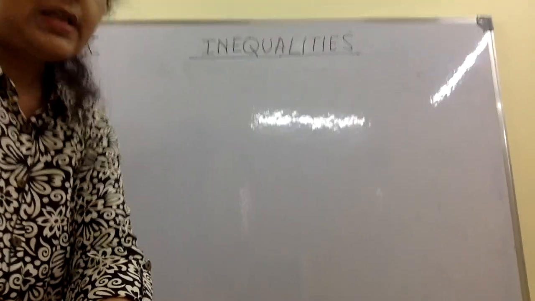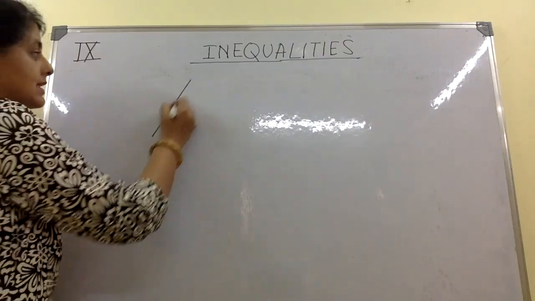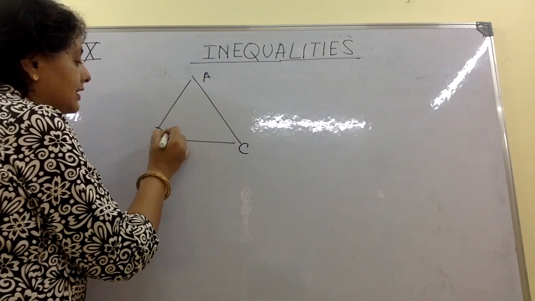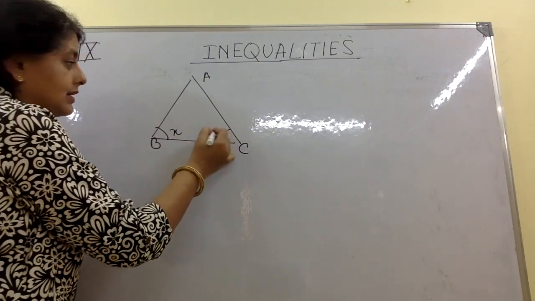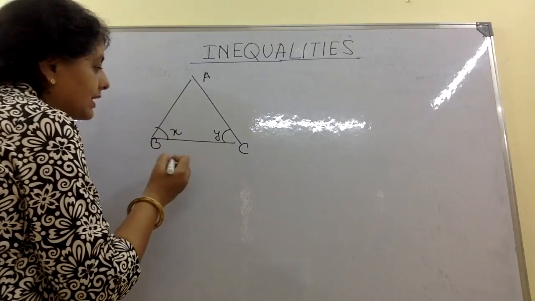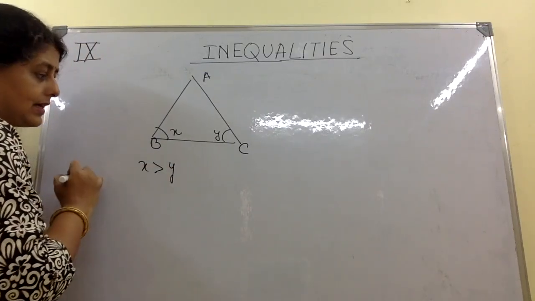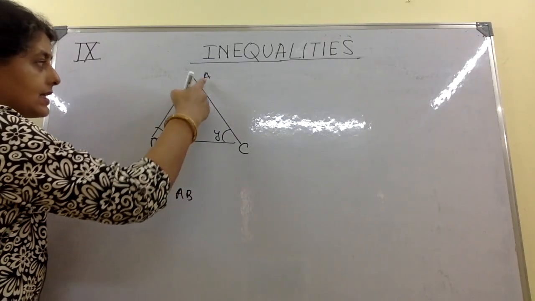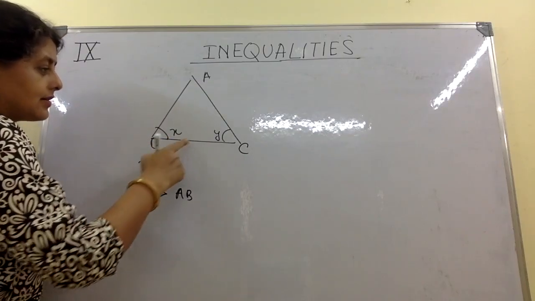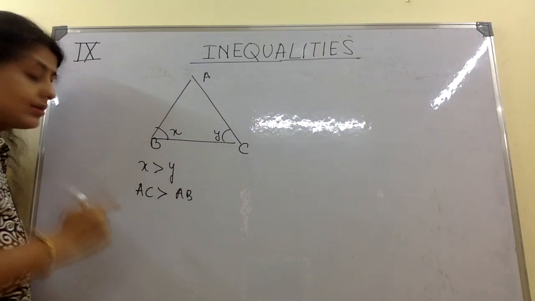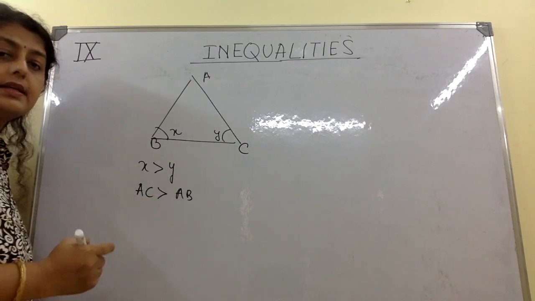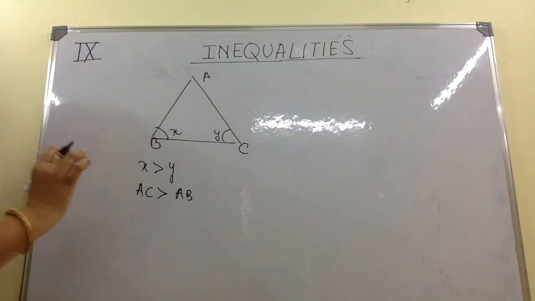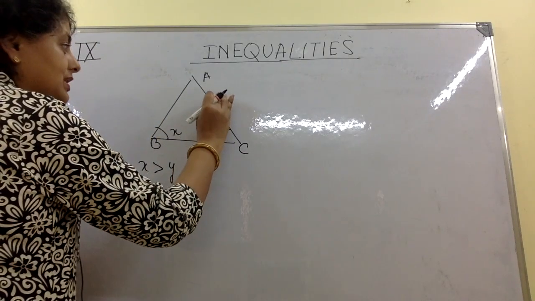So let's see. Inequalities of triangles simply says, if I have a triangle ABC, and this angle is X and this angle is Y, if angle X is greater than angle Y, then AC is greater than AB, meaning AC is opposite X, so that is greater than AB. That is what it tries to say: the greatest angle is opposite the greatest side.